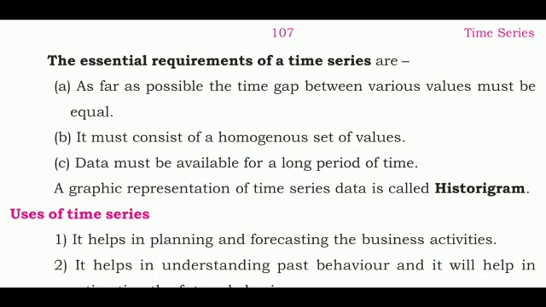Third one: data must be available over a long period of time. If you want to have data under time series, it should be over a very long period of time so that it is very good for analysis. And the last sentence here is, a graphic representation of time series data is called histogram. Histogram. It's not histogram. Most of the children get confused here. So the graphic representation of time series data is called histogram.